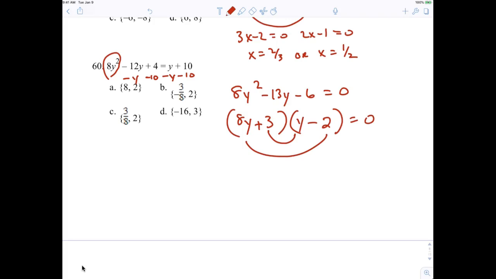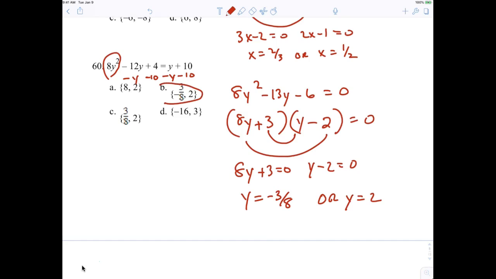So now set the factors equal to 0. 8y plus 3 equals 0. y minus 2 equals 0. So y equals negative 3/8 or y equals 2. So the correct answer here is B. Thank you. The correct answer was B.